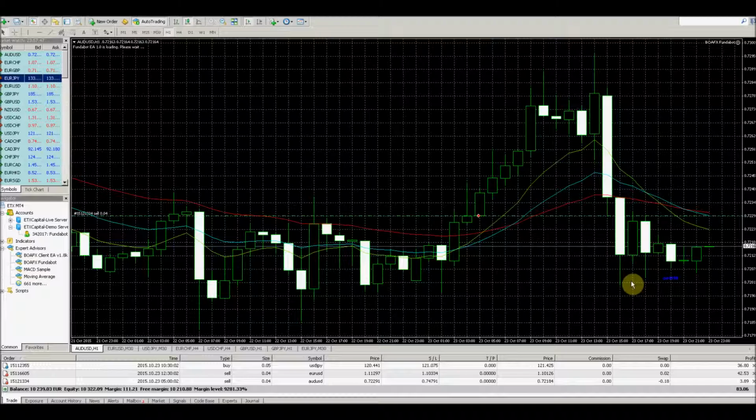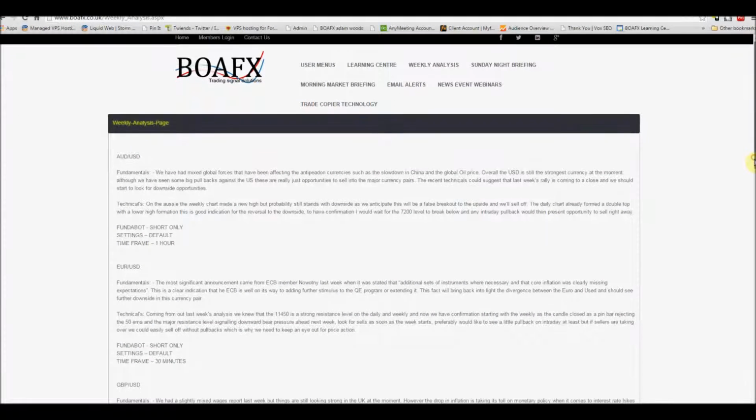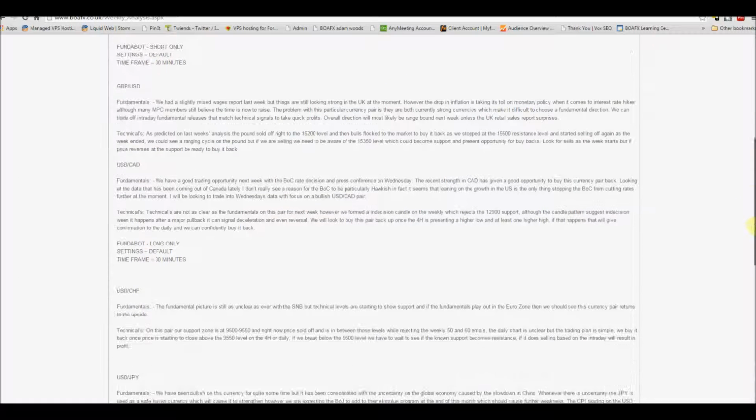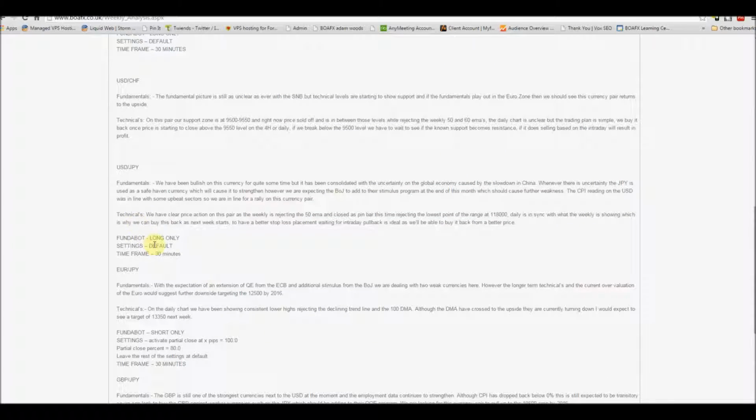But what's amazing about this robot is if we look at some of the other settings and some of the other currency pairs we were trading. Let's have a look at this week. We did 6. We did the Aussie, we did the Euro, short only, default 30 minutes. We did the Canadian dollar, long only, default 30 minutes, and we also did the US dollar Japanese yen, long only, default settings 30 minutes. We also did the Euro yen, and we had some slightly different settings on that, and we'll go back and have a look at those as well.